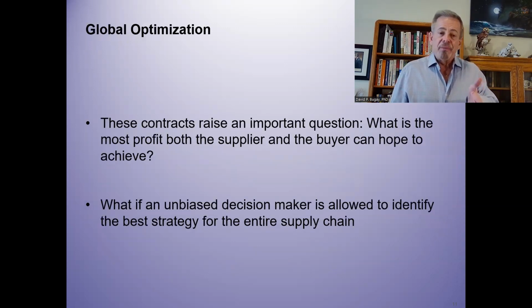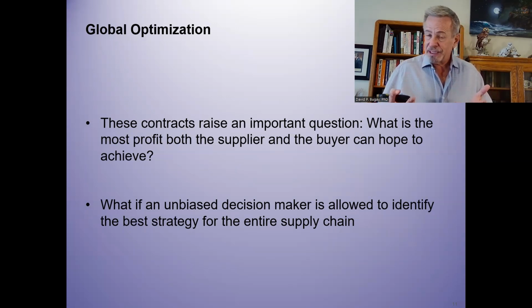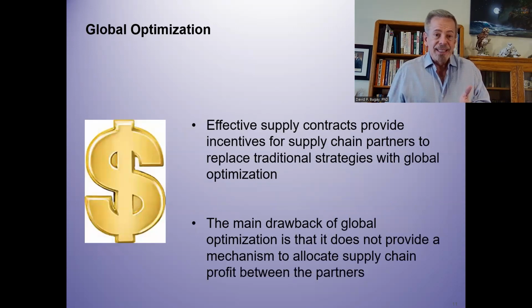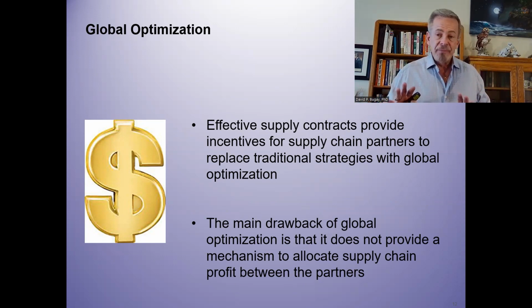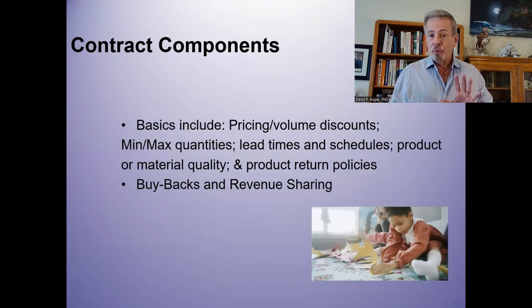Global optimization: what is the most profit both supplier and buyer can hope to achieve? That's what you need to sit down and focus on. That's a win-win for both, is what we call it. So is that relationship really good? Is it intact in the process? Effective supply chains provide incentives to all the partners out there and replace the strategies of global optimization. Really, you're looking at everybody trying to win. If that happens, you start developing long-term relationships, especially because of the fact there's a certain dependability in the process. The main drawback on optimization on a global basis, it doesn't provide a mechanism to allocate supply chain profits between the partners. If you can get over that hurdle, you may have a really fabulous time.